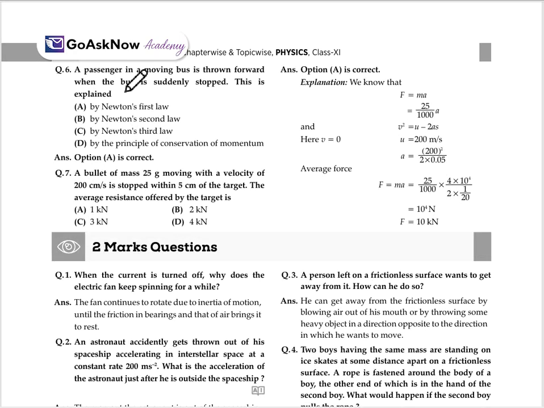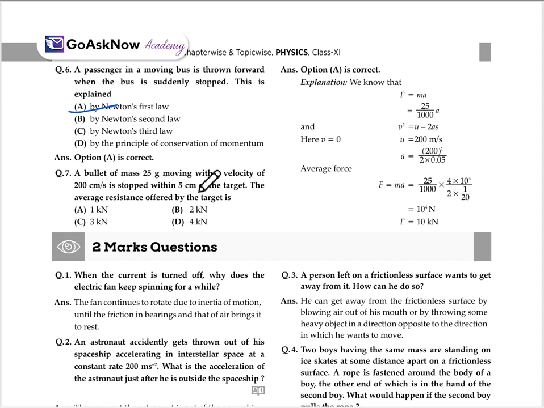Now, a passenger in a moving bus is thrown forward when the bus suddenly stops. This is explained by Newton's first law. The body will remain the same if no force is applied. So option A will be correct.